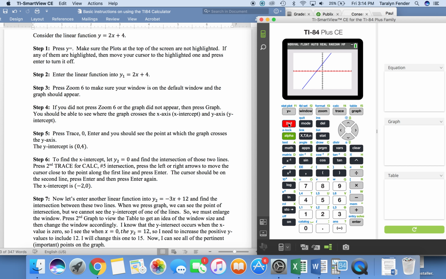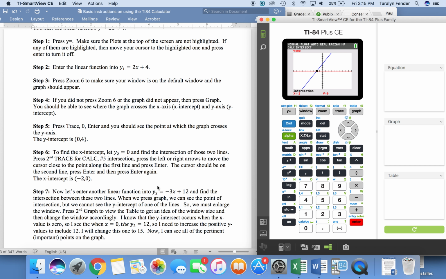So we're going to press second, trace, number 5. Get close to the point. The left and right arrow keys move you along the graph, and the up and down arrow keys move you from one graph to another. So I'm on the first curve, Y1, enter, now it takes me to Y2, the second curve, press enter. I never guess, press enter again, and that will give you the point of intersection, which is the x-intercept, which is (-2, 0).